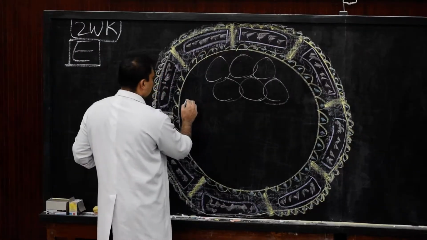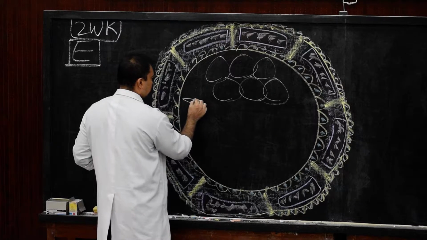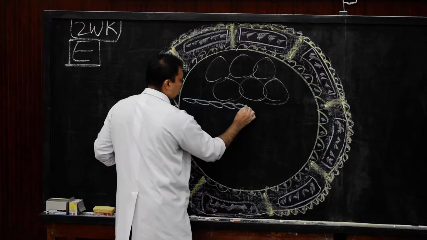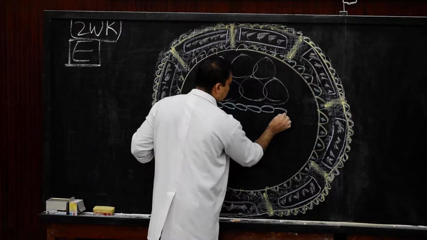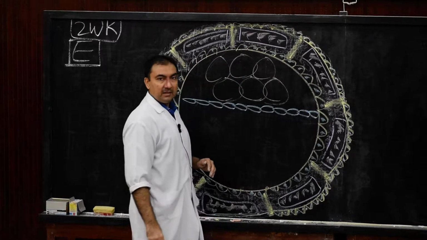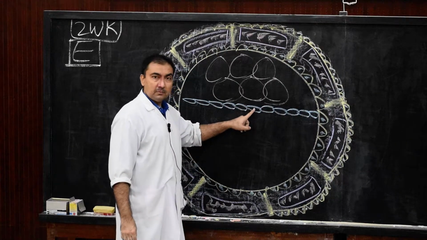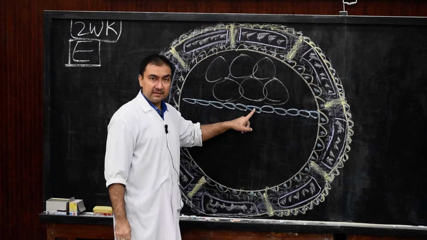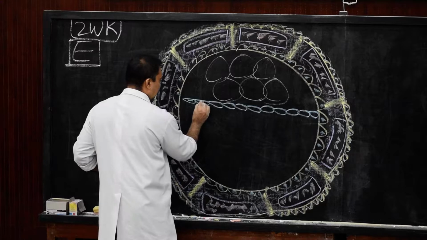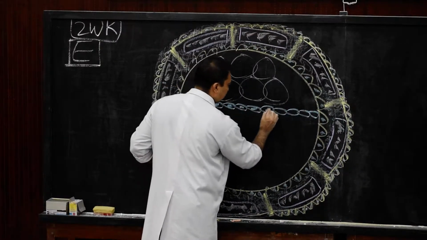Those cells, which I am going to draw with blue color, are flat or cubical in shape, and they are known as the primary endoderm, or the hypoblast layer. So this is how the primary endoderm or hypoblast layer develops from the inner part of the embryoblast.